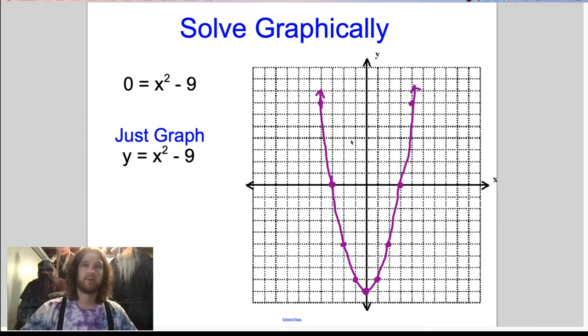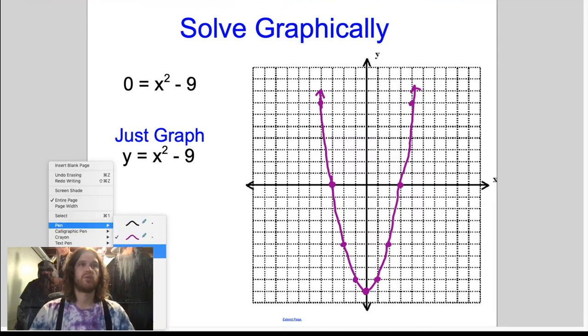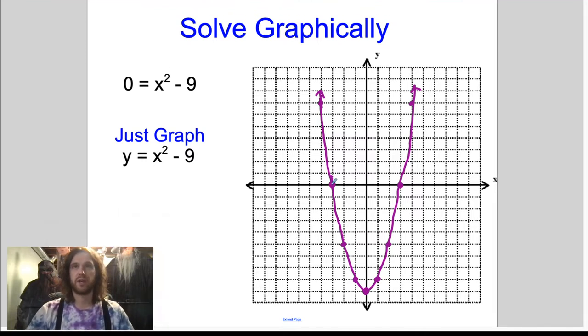So what are our solutions? What are the numbers that make this equation true? Well, our two solutions are right here. X equals negative 3 and x equals 3. And so if I look at this equation, if I were to plug in 3, it would make the equation true. 3 squared is 9. 9 minus 9 is 0. That's a solution. Negative 3 squared also makes the equation true. Negative 3 times negative 3 is 9, and 9 minus 9 is 0.